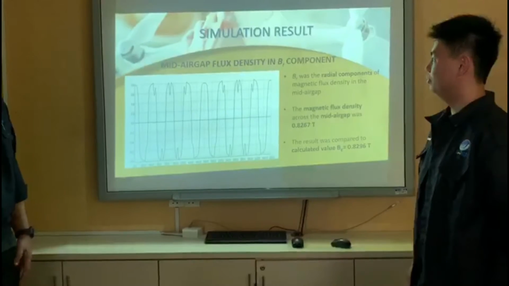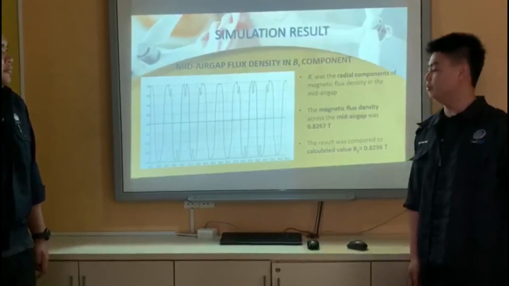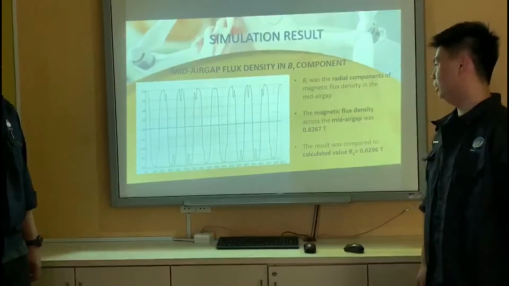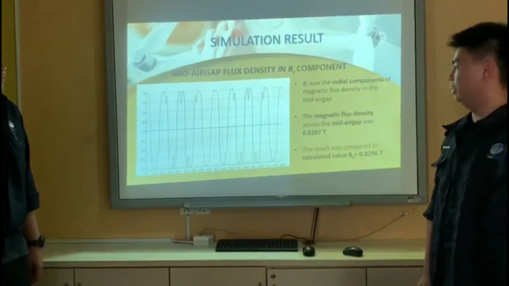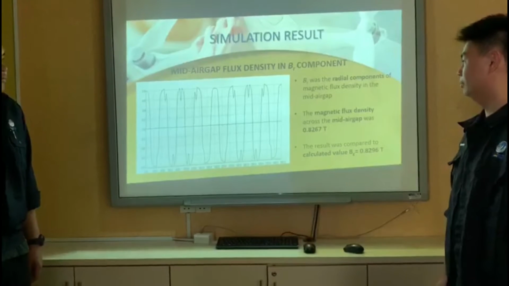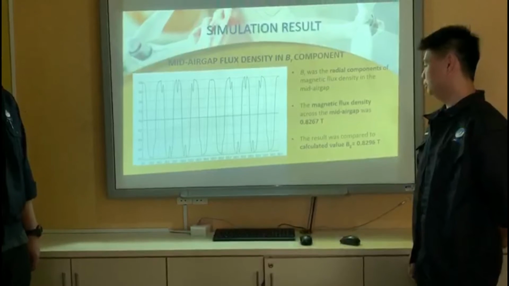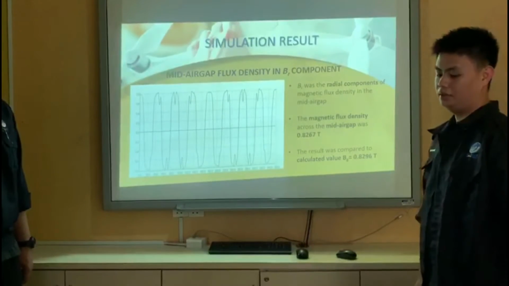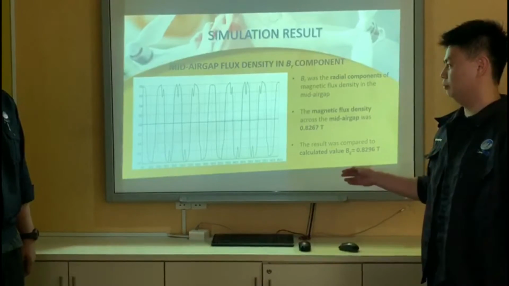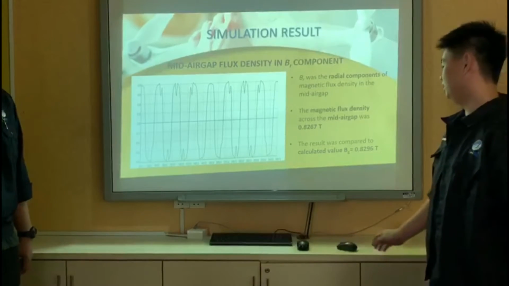Next one is the mid-air gap flux density in the Br component. What is the Br component? The Br component is the radial component of magnetic flux density in the mid-air gap. From the graph, we can see that the magnetic flux density across the mid-air gap is 0.8267 Tesla, and it can be verified using the calculated average mid-air gap density of 0.8296 Tesla.